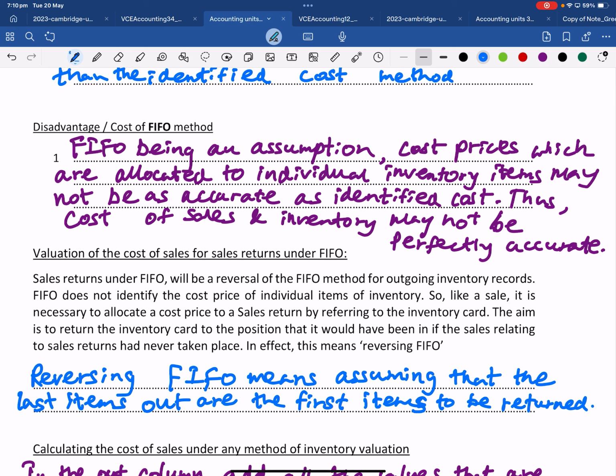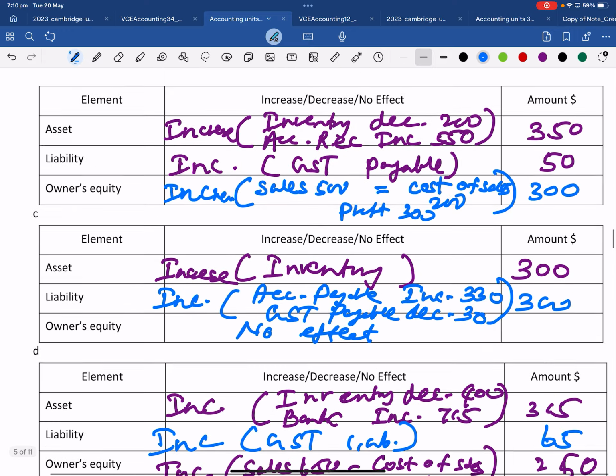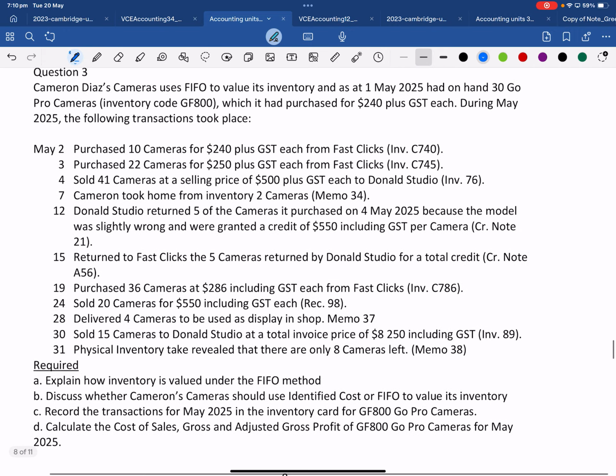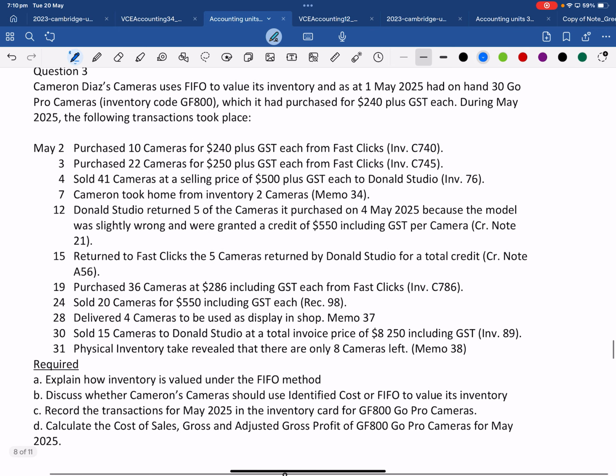Okay, guys. Now we'll do the FIFO question. You can read the question. How do you read the question? Look at the requirements first. Glance through the question and then go to the requirements. Good.